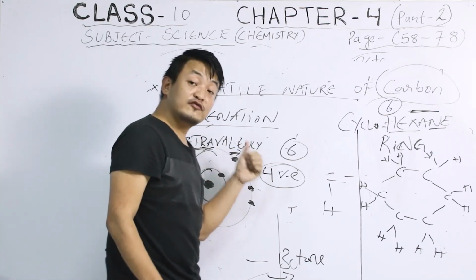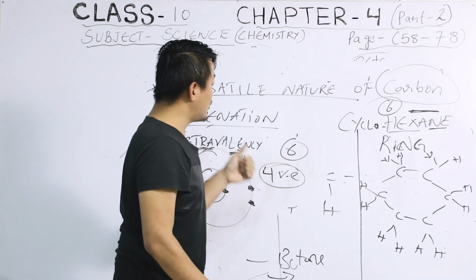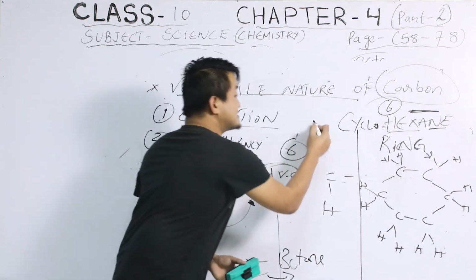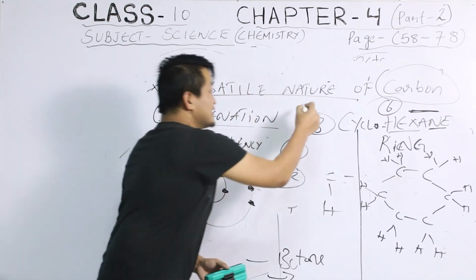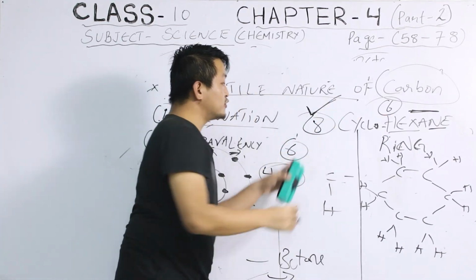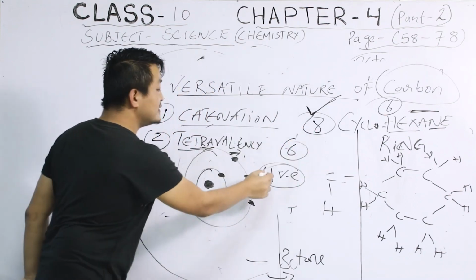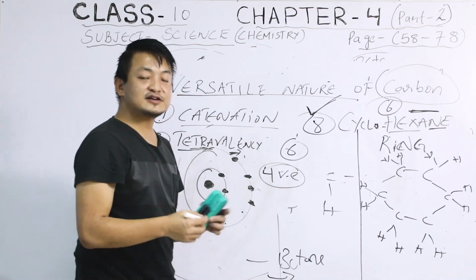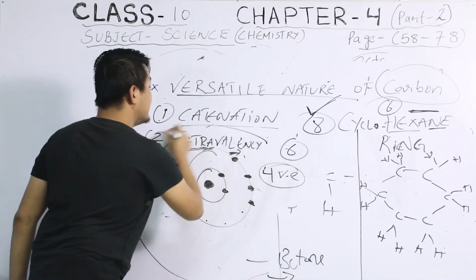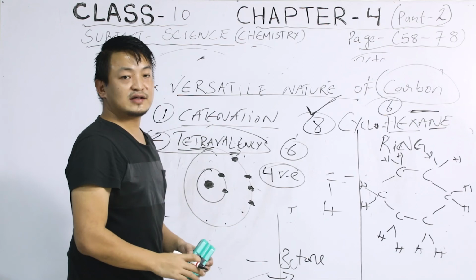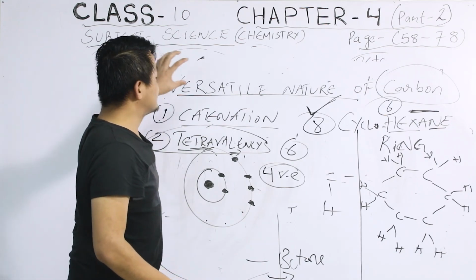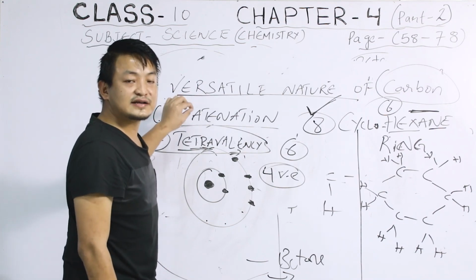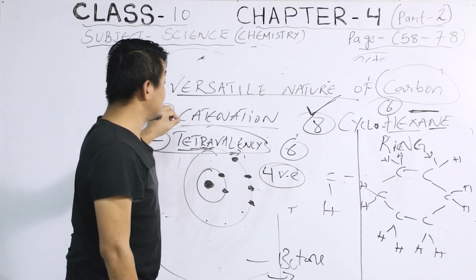And in order to fulfill the octet rule, carbon needs how much? Octet means 8, right? This is the goal, this is the rule. So in order to fulfill this, carbon needs another 4 electrons, which it will achieve by sharing. So that's why the second point is tetravalency. Clear? So we have discussed the versatile nature of carbon. You can note down the first point, catenation, and second, tetravalency.